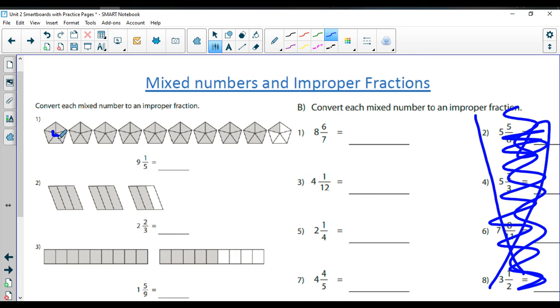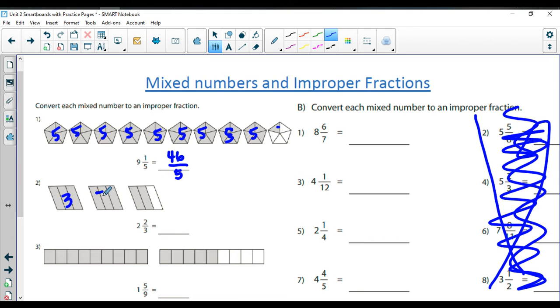So we're going to start with these first ones, convert to an improper fraction. If you would like to, you can say 5, 10, 15, 20, 25, 30, 35, 40, 45, 46, and keep your denominator of 5. Or you could have just said 5 times 9 is 45, plus 1 is 46. Don't really care if you're using the picture or not.